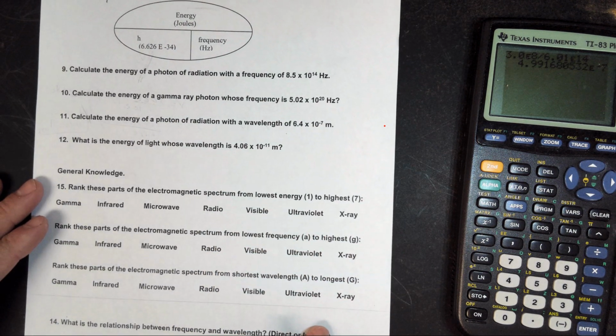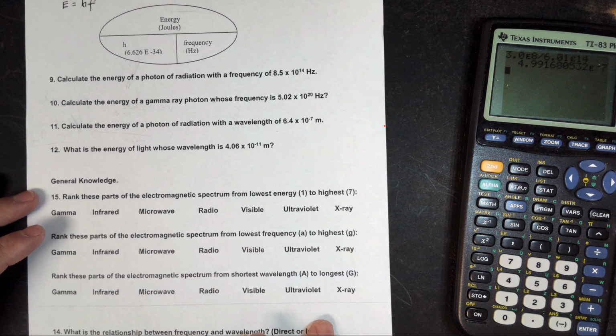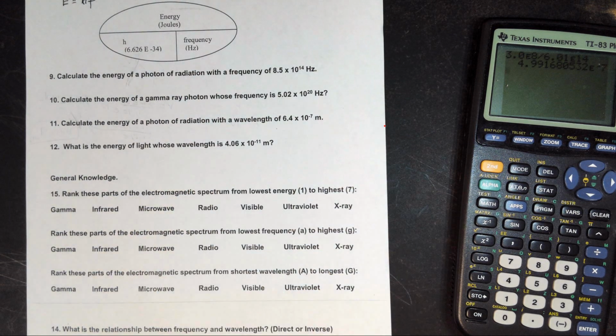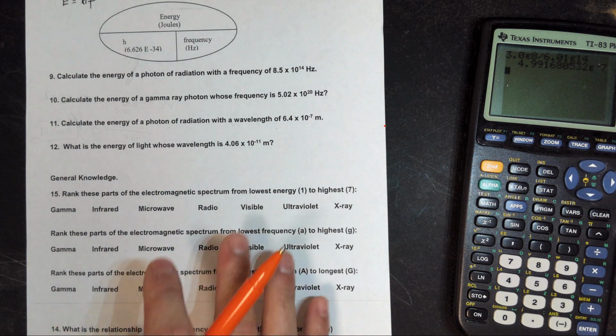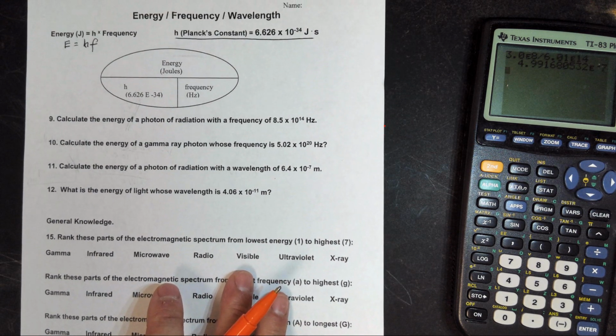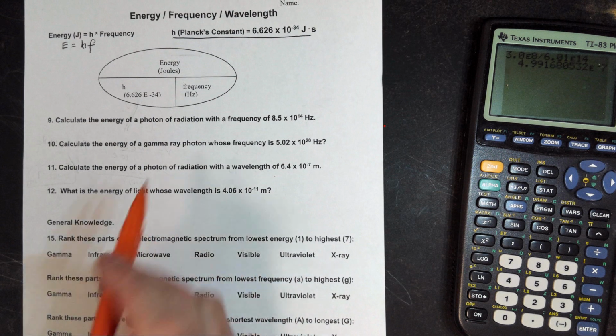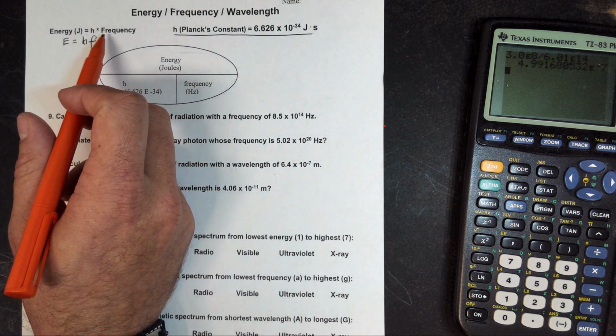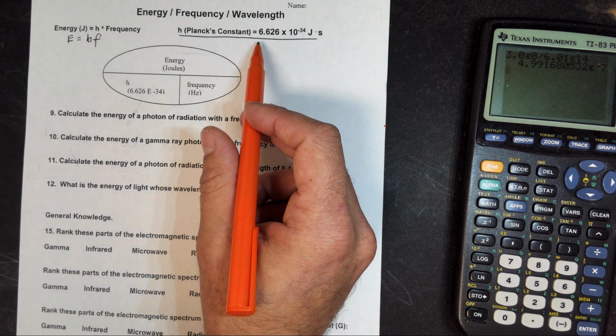Some of these you're given wavelengths, some of these you're actually given the frequency. We'll do number 9 and number 11, and show you how it works. This says calculate the energy of a photon. Let's talk about the formula first. The formula is energy equals h times the frequency. H is what's called Planck's constant. It's always going to be the same.